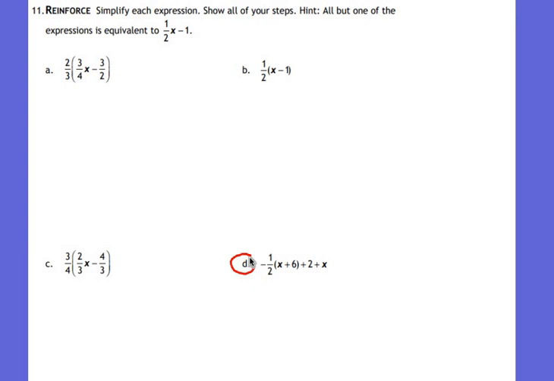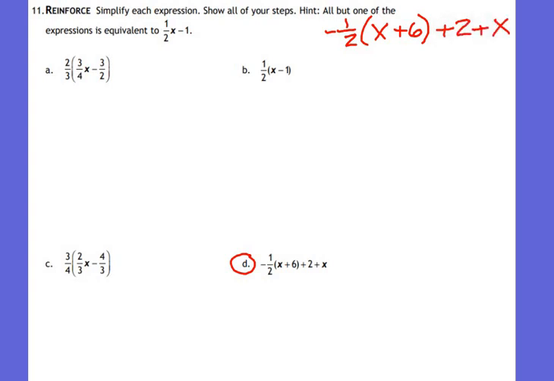D. I'll work D. And first I need to read the directions. It says simplify each expression, show all your steps. Hint, all but one of the expressions is going to be equivalent to 1/2 x minus 1. Okay, so most likely it's gonna equal that. Okay, well I don't like my problem way down here, so I'm gonna rewrite it. -1/2 parenthesis x plus 6 plus 2 plus x.